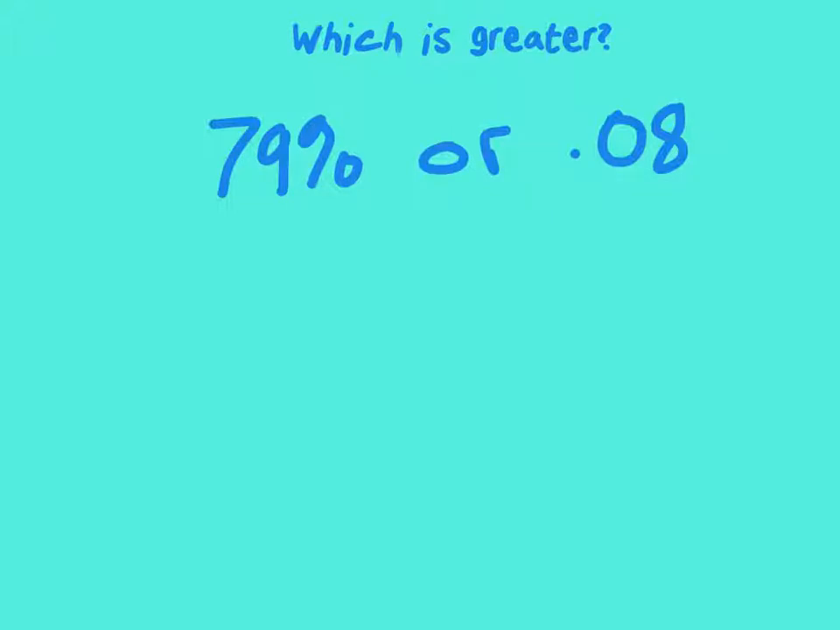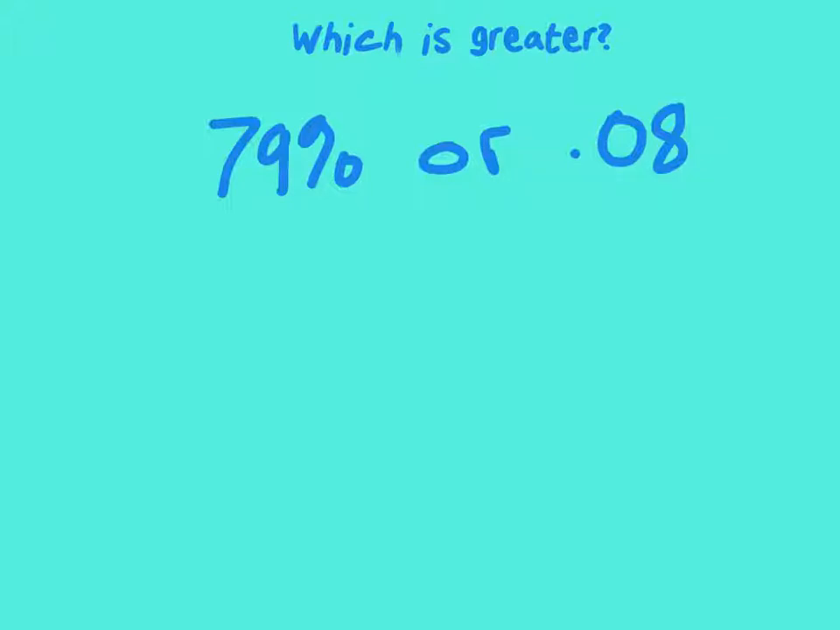Let's try another example. Which one is greater, 79% or 0.08? Remember, you could choose any method you want, fractions, decimals, or percent. I'm going to stay away from fractions on this one just because I already have percents and decimals, so this is going to be pretty easy to do. You can change either one into a decimal or the other one into a percent, doesn't matter. I'm going to choose percent just because.